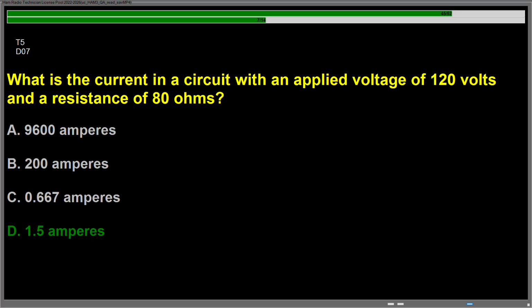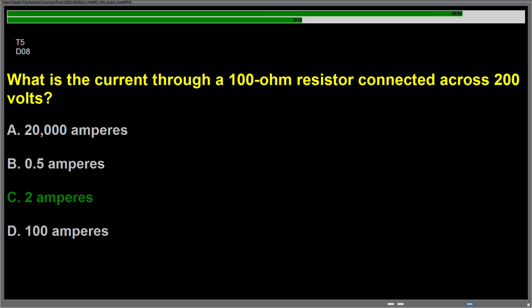Question Delta 07, what is the current in a circuit with an applied voltage of 120 volts and a resistance of 80 ohms? Answer is D. 1.5 amperes. Question Delta 08, what is the current through a 100 ohm resistor connected across 200 volts? Answer is C. 2 amperes.